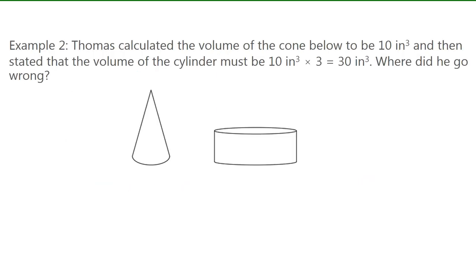Now example 2. Thomas calculated the volume of the cone below to be 10 cubic inches. So let me fill that in. Volume is 10 cubic inches. And then stated that the volume of the cylinder must be 10 times 3, which is 30 cubic inches.